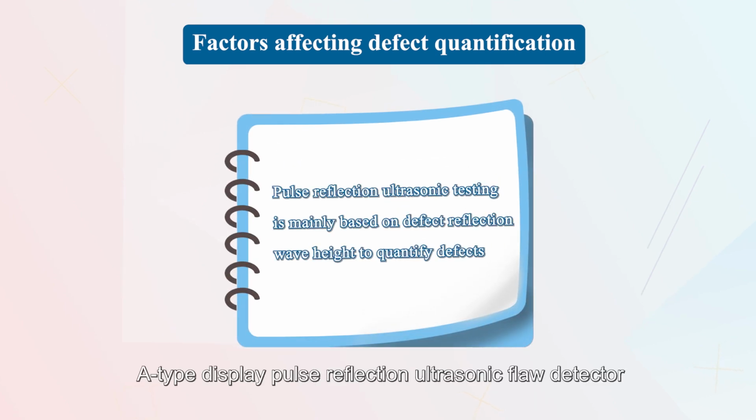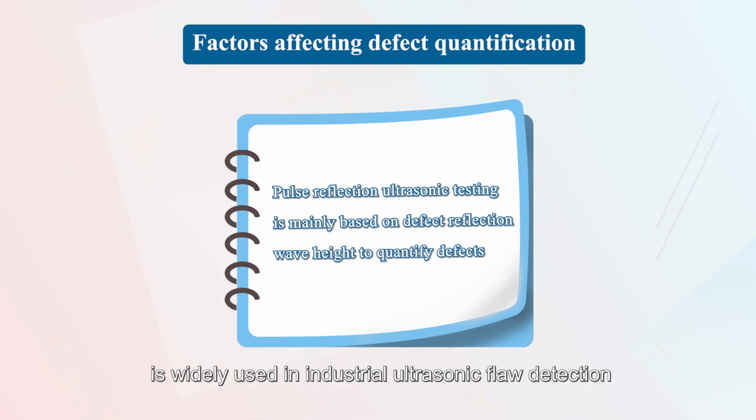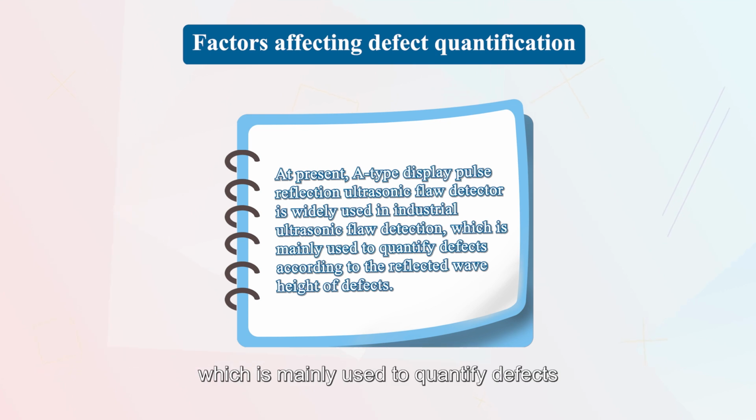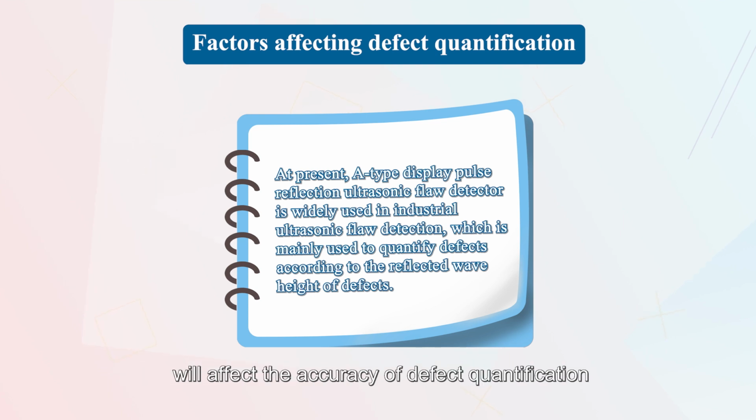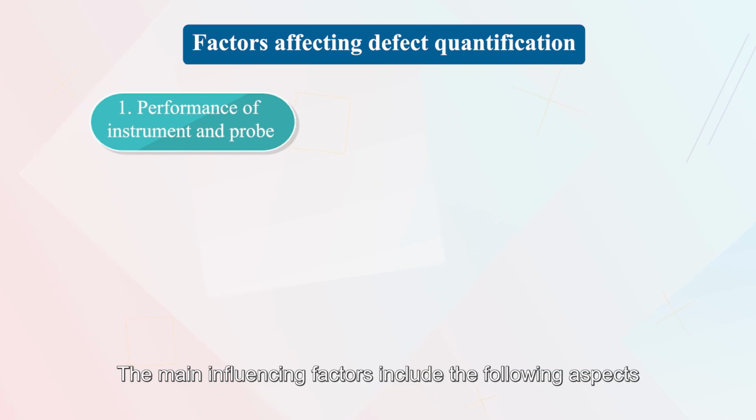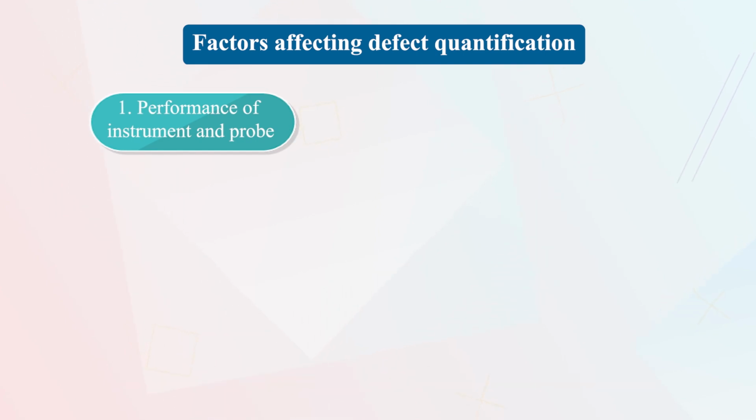At present, A-type display pulse reflection ultrasonic flaw detector is widely used in industrial ultrasonic flaw detection, which is mainly used to quantify defects based on the reflected wave height of defects. Therefore, all factors affecting the wave height of defects will affect the accuracy of defect quantification. The main influencing factors include the following aspects.